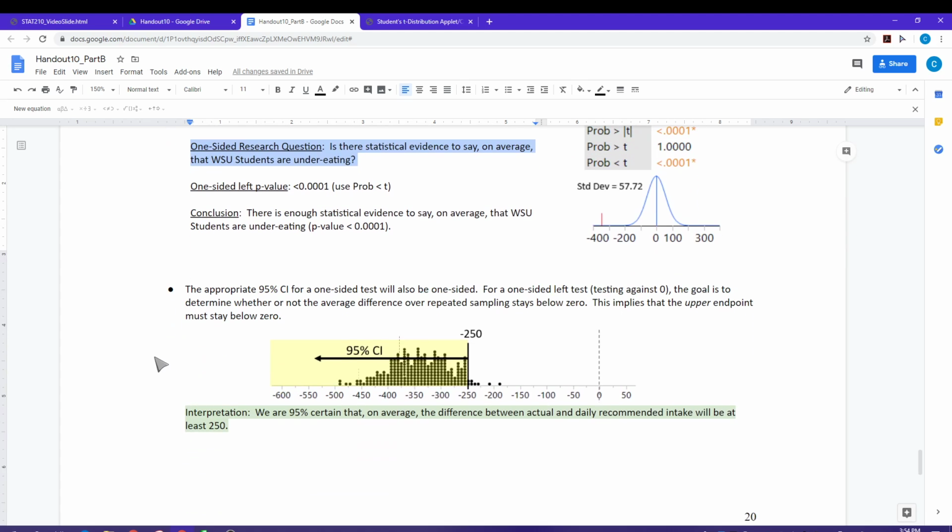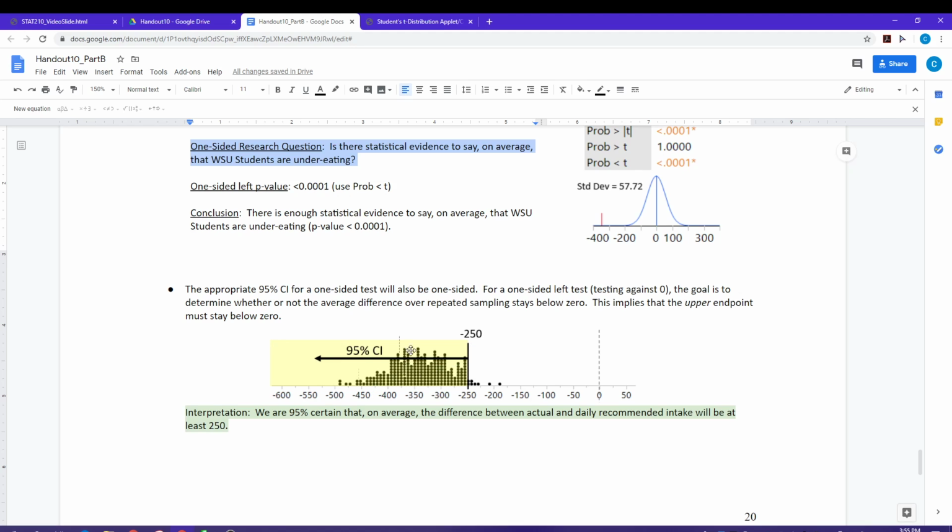Now, the appropriate 95% confidence interval is also going to be one-sided. For a one-sided left test, again, what I'm interested in is determining whether or not the average, over repeated sampling, is going to stay below 0. Now that's going to happen when the upper endpoint of the 95% confidence interval stays below 0. So for a one-sided left test, what I actually am interested in the interval is the upper endpoint to make sure that it's going to stay below 0.